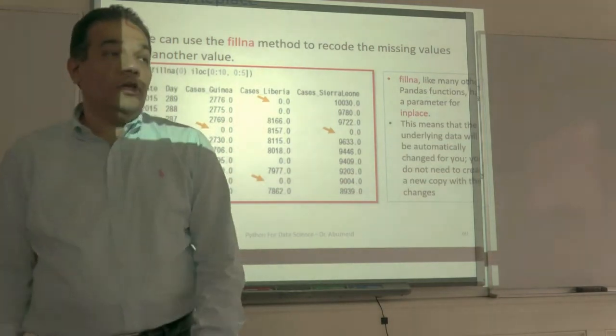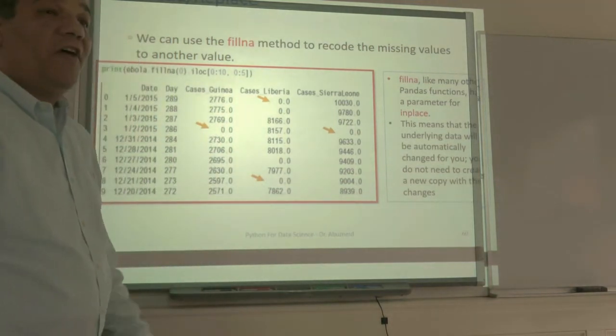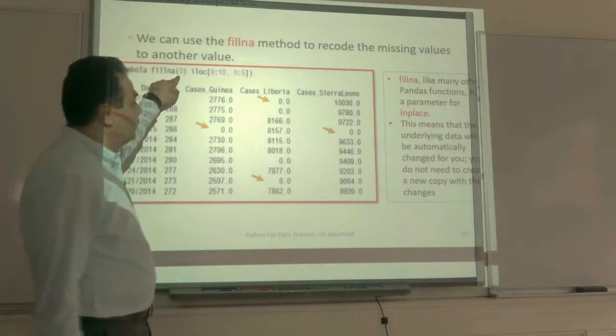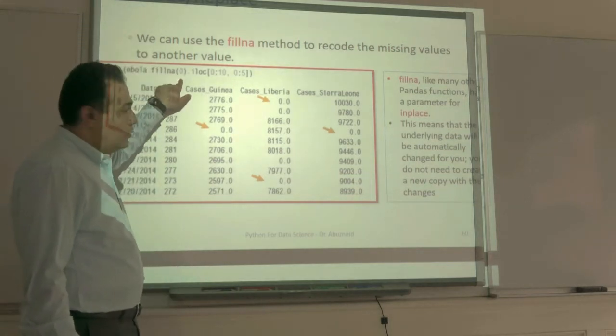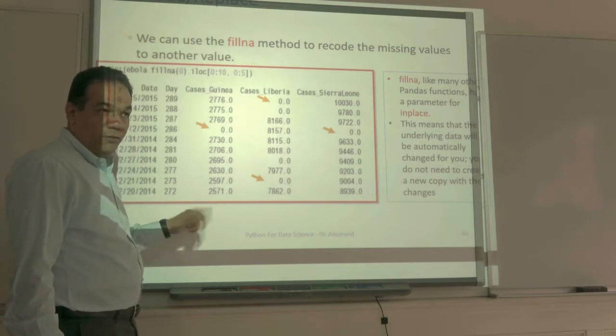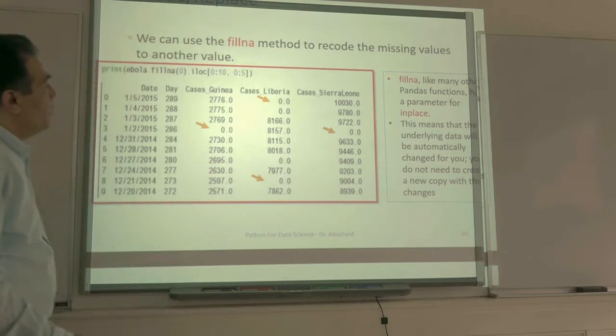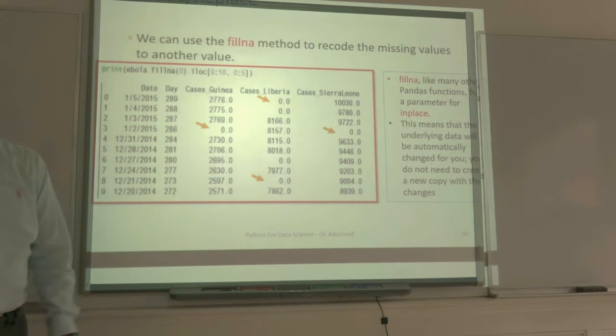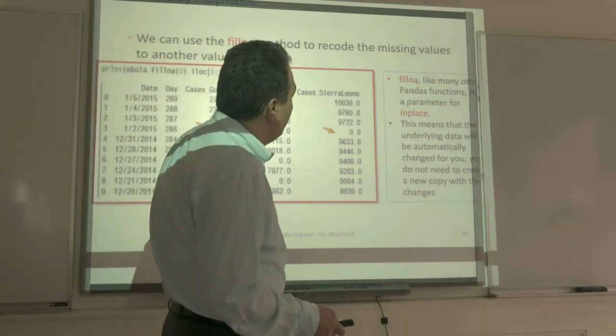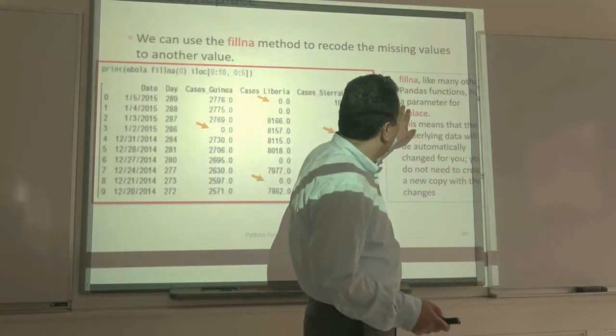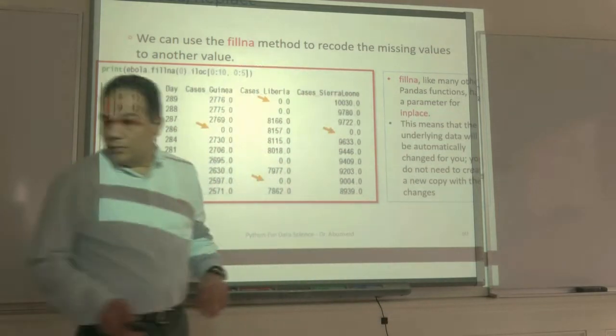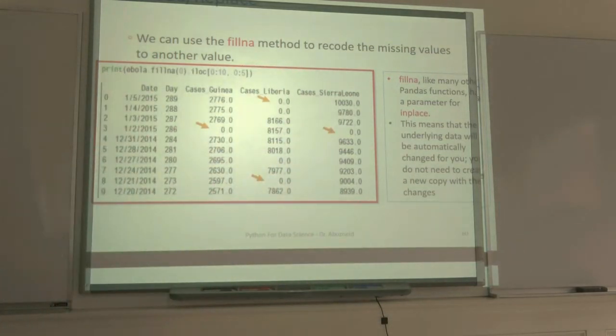Fair? If I need to replace the missing values with X, what should I put instead of the 0 in here? X, for example, right? Replace it with it. So that's what we call record or replace, record or replace with a value. So fillna, like many other pandas functions, has a parameter for in place.